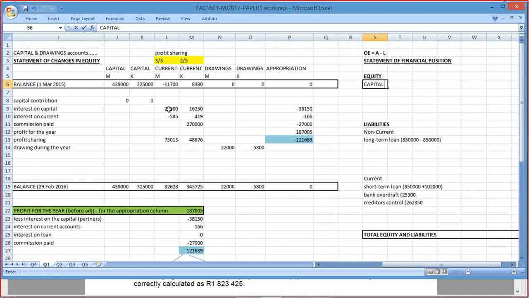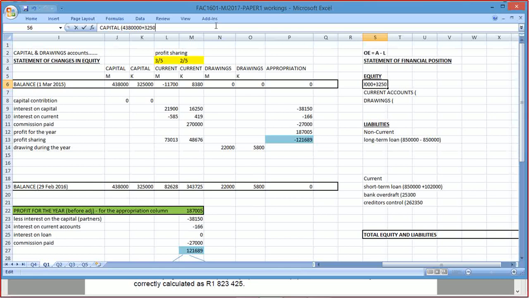So I'll write down capital, I'll show a bracket. I'll write down current accounts, I'll show a bracket. I'll write down drawings, I'll show a bracket. Okay, appropriation, nothing because it goes to capital and drawings. Right, so capital, if I add up those two amounts, I get 763.